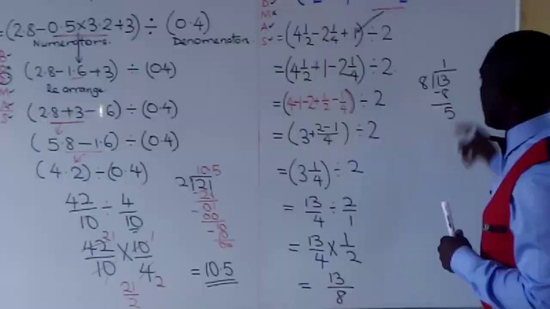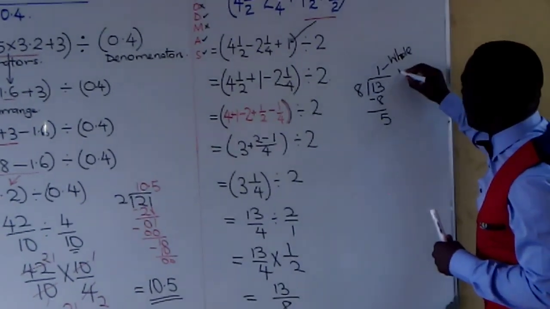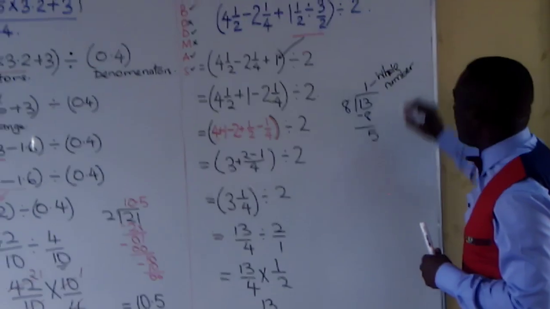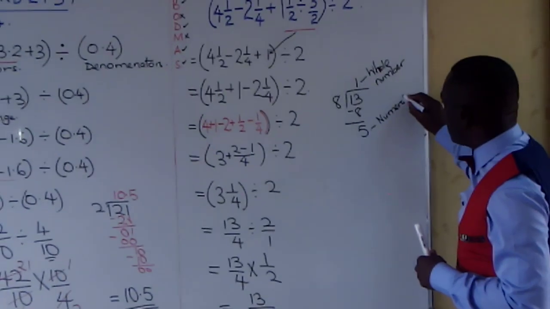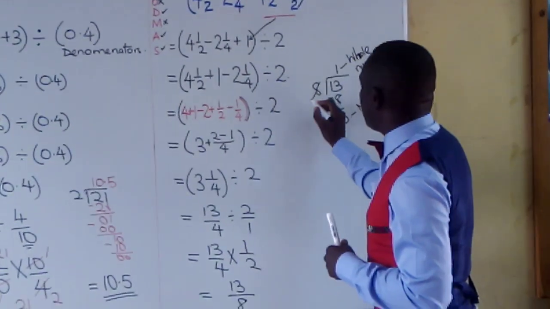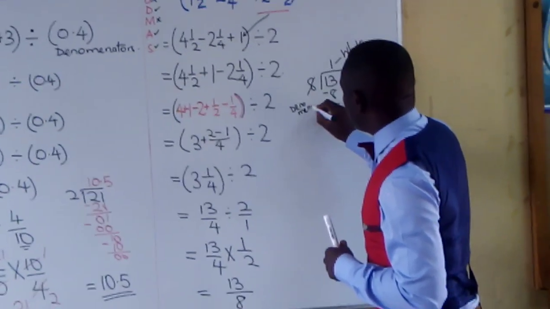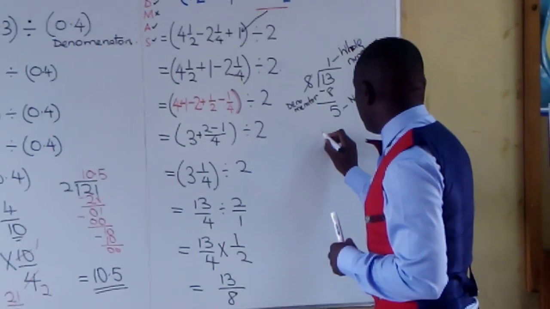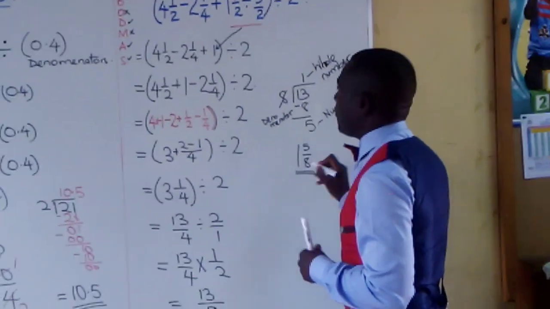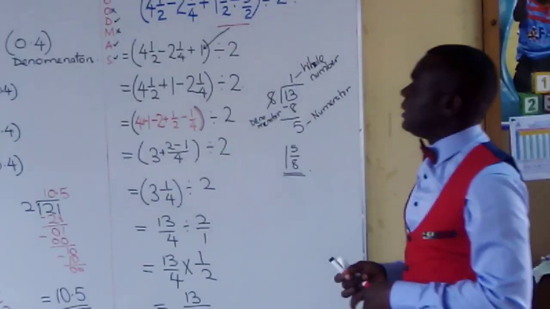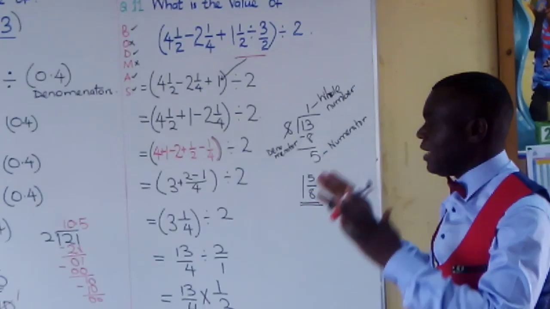Now, look at this. This is the whole number. The remainder is the numerator, and the divisor is the denominator. So we say the answer is 1 whole 5/8. And that is the right answer, boys and girls. Follow these steps to do the mechanicals and be very careful.